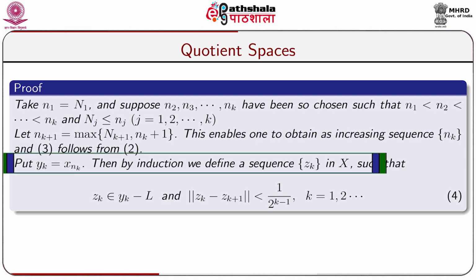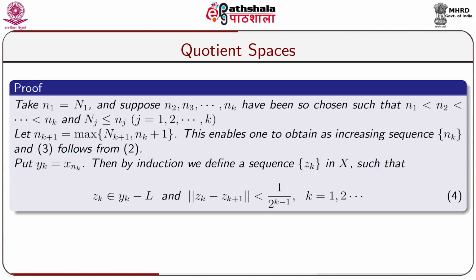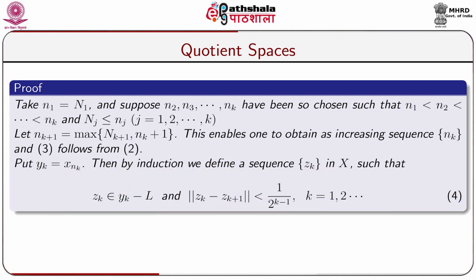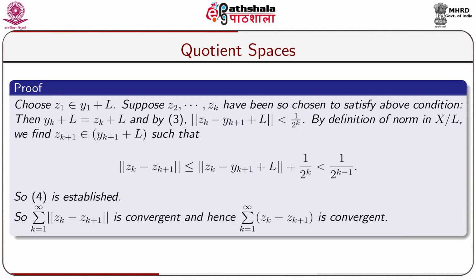Put yk equal to xnk. Then by induction we define a sequence zk in capital X such that zk belongs to yk + L, and the norm of zk − zk+1 is strictly less than 1 by 2 to the power k − 1, where k = 1, 2, 3 and so on. Choose an element z1 in y1 + L, that is, z1 belongs to y1 + capital L.